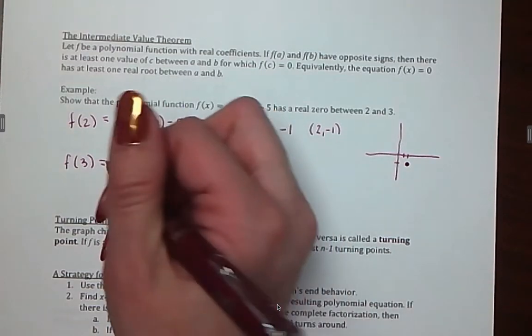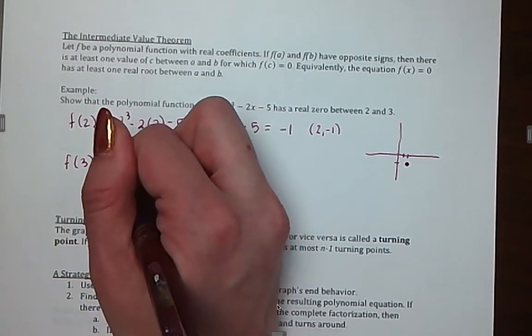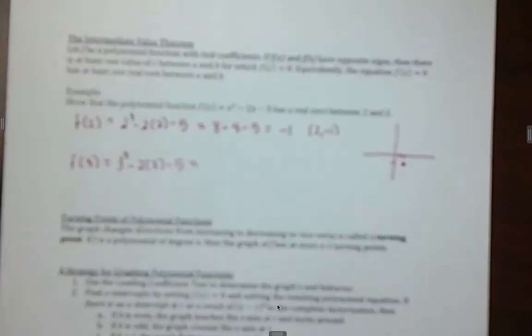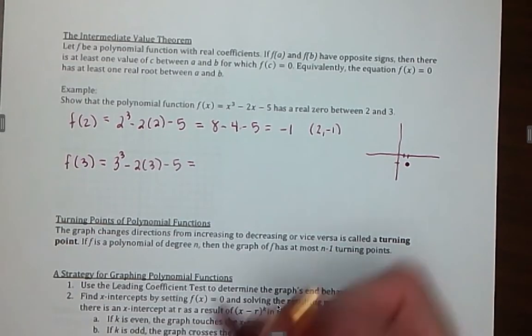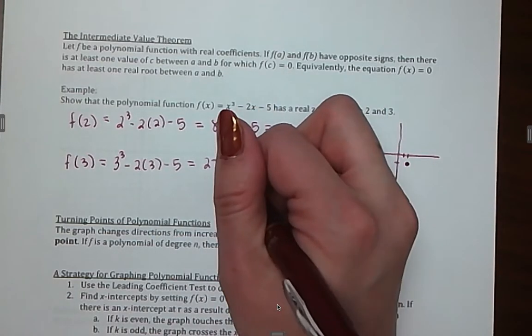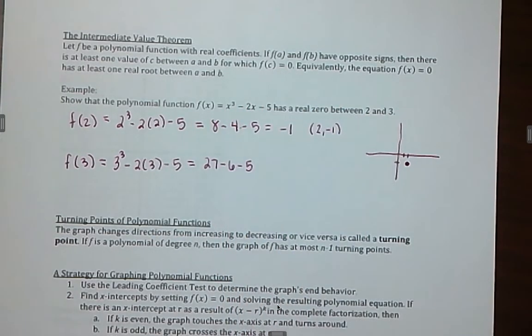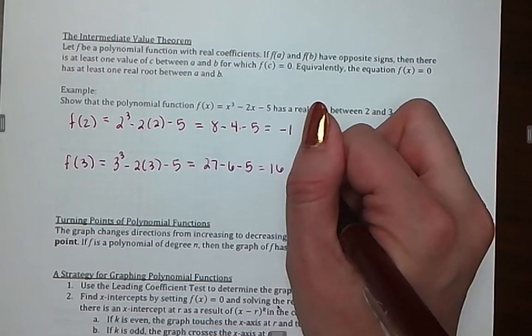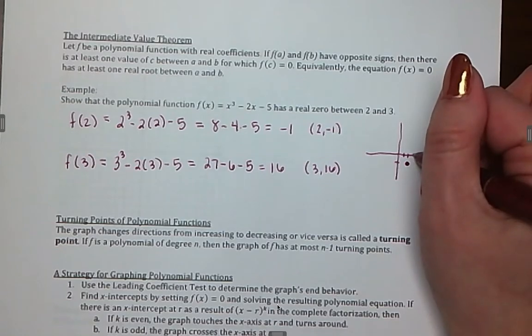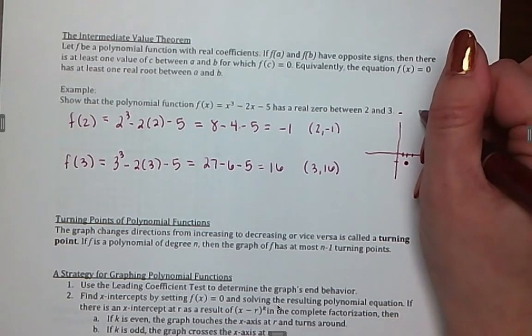Okay, so now f of 3. So 3 cubed minus 2 times 3 minus 5. What is 3 cubed? 27. Minus 2 times 3. And then minus 5. 27 minus 6, minus 5. 16. So we have the ordered pair 3, 16. So if we go over to 3, that would be somewhere way up here at 16.